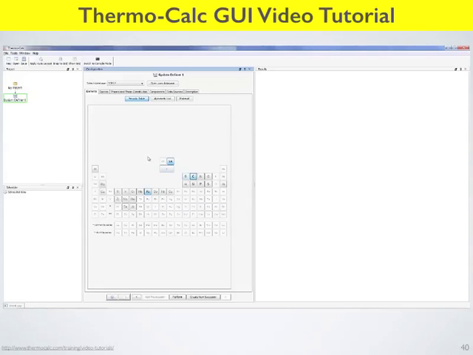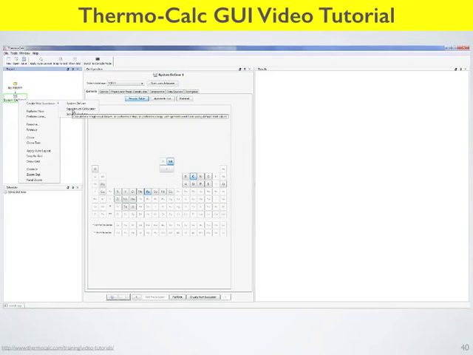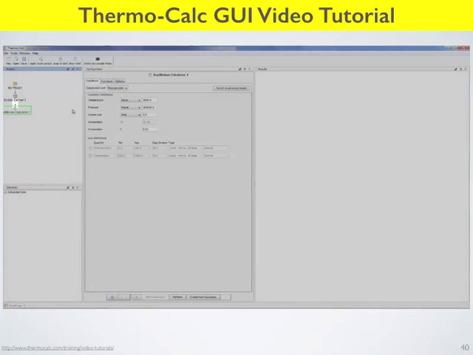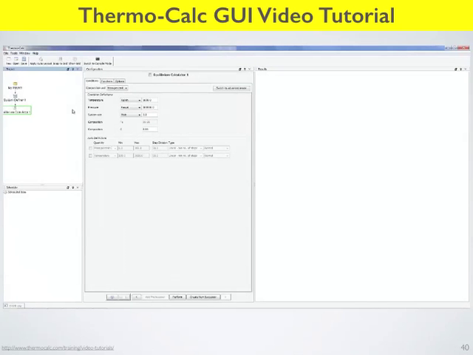Now I right-click the system definer node in the project pane and create another activity, an equilibrium calculator. Now an equilibrium calculator node is created, and it has an arrow pointing to it from the system definer. This can be thought of as the result of the system definer going into the equilibrium calculator, which can use that system for its calculation.